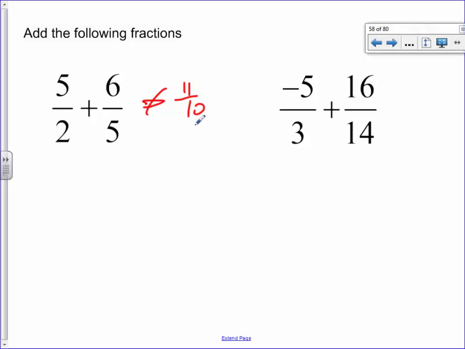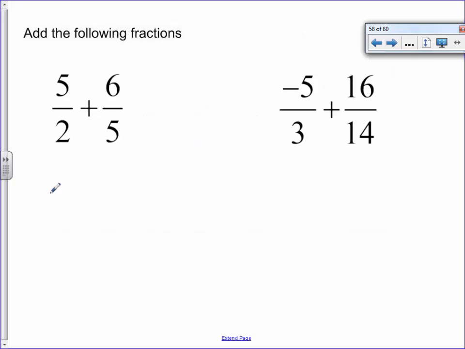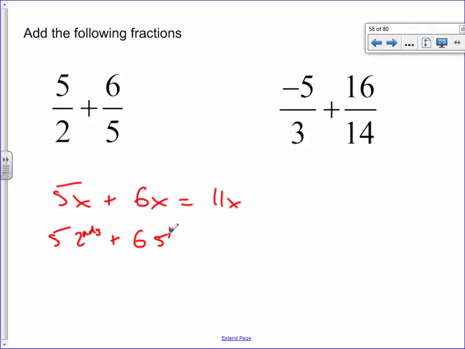Okay. In order to add them, it's kind of like adding, let's say that I gave you 5x and I asked you to add 6x. Can you add those together? Sure, that's 11x. But this would be like me saying that you have 5 seconds and you have 6 fifths. Can you add them together? Well, no, because this thing right here and this thing right here, they're not the same. So first thing we have to do is make them the same.